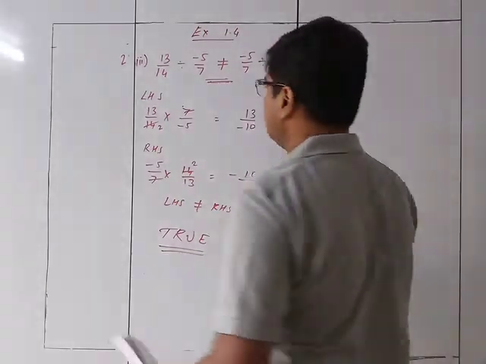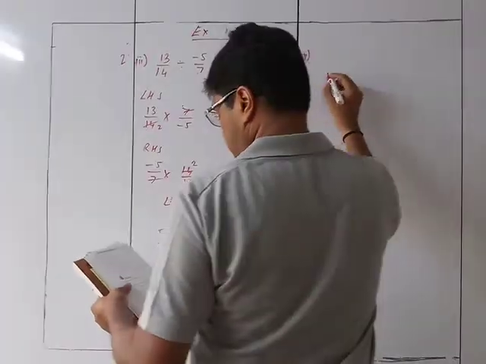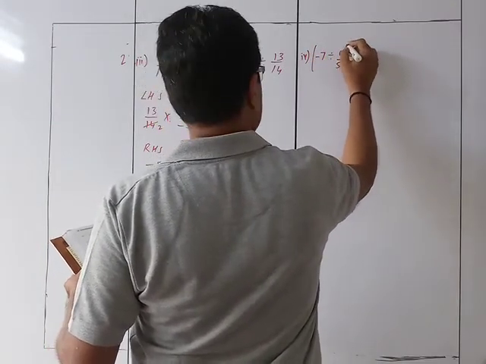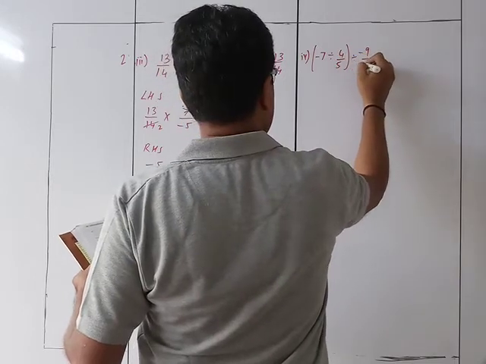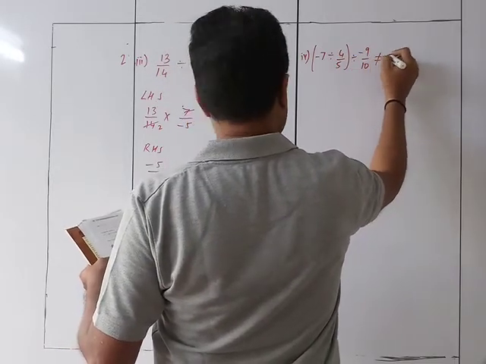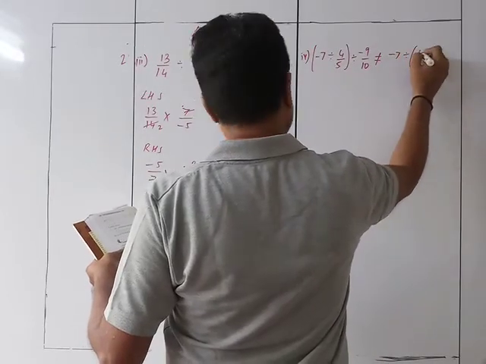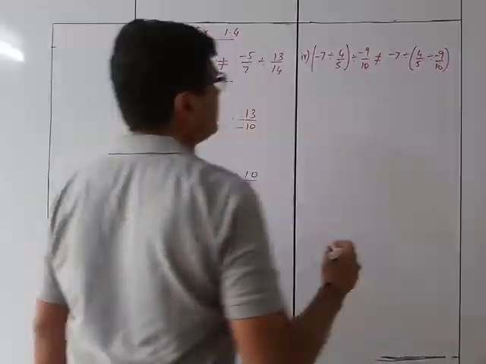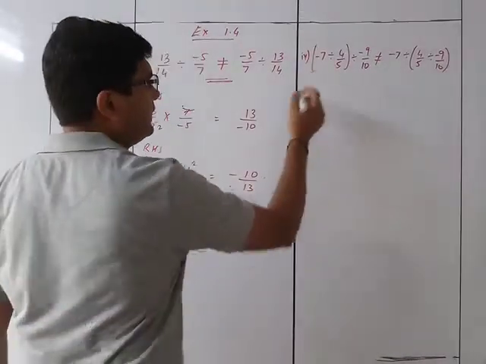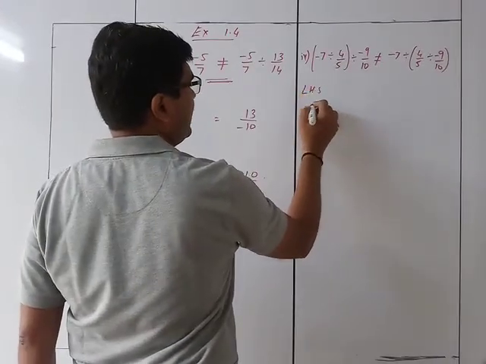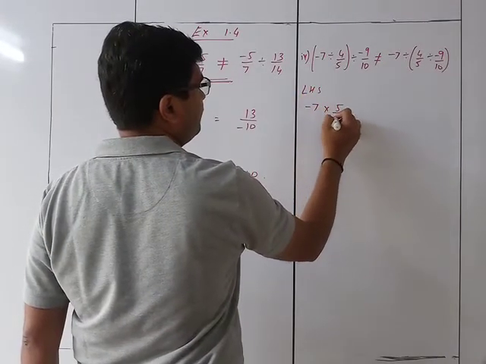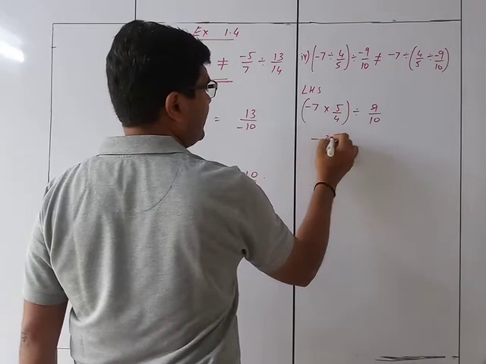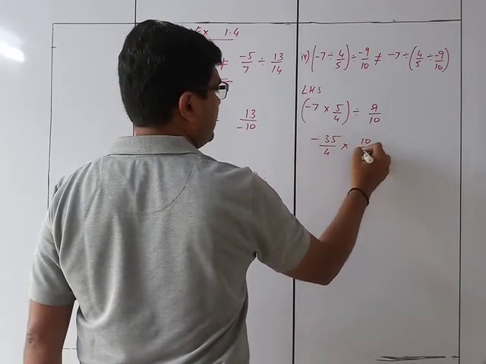Next we see is question 4. That's minus 7 divided by 4 upon 5 divided by minus 9 upon 10 is not equal to minus 7 divided by 4 upon 5 divided by minus 9 upon 10. So we are trying to see whether this kind of associative property is there or not. So we have LHS over here as minus 7 into 5 upon 4 divided by 9 upon 10. This gives me minus 35 upon 4 into 10 upon 9.